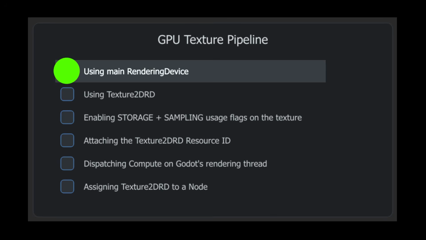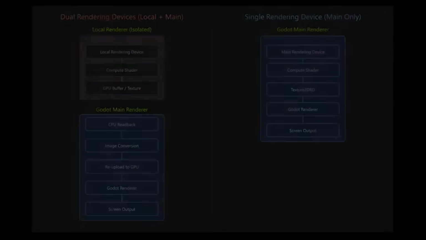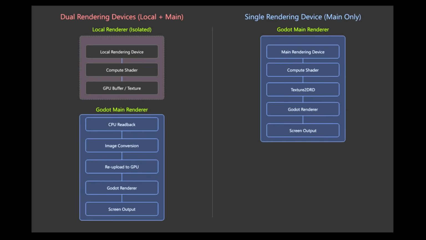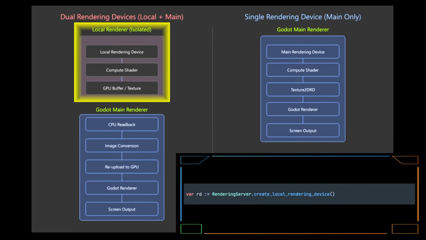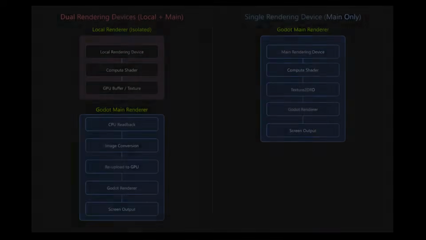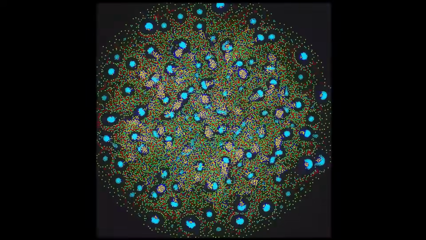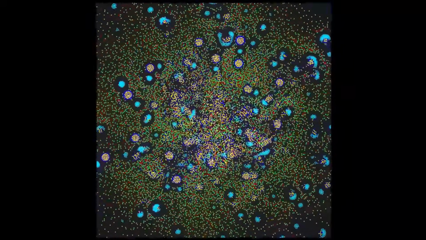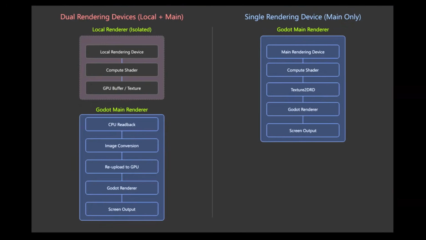To make this work in Godot, we first have to choose the right rendering device. Recent versions of Godot give you two ways to access a rendering device. The first is to use a secondary renderer, create local rendering device. This creates a separate, isolated device. It's useful for offline compute, and it's often used in compute shaders like those found on the channel. But its resources are invisible to Godot's main renderer, and the data has to be sent back to the CPU before it can be drawn.